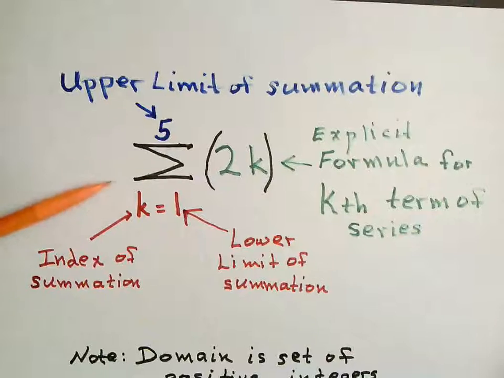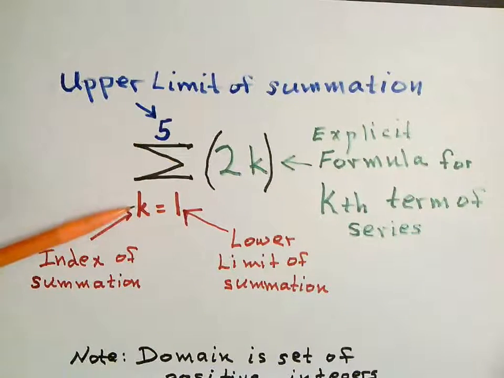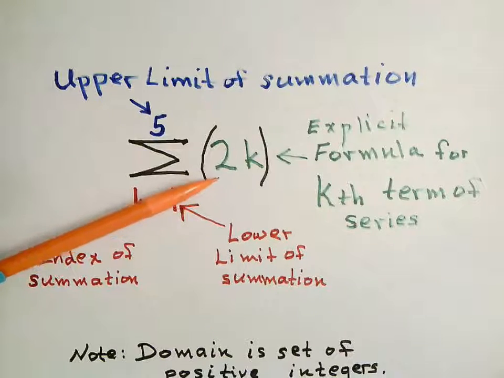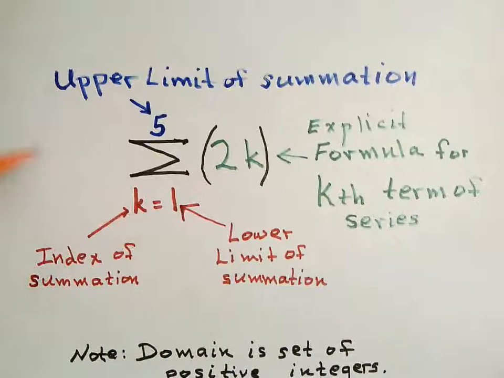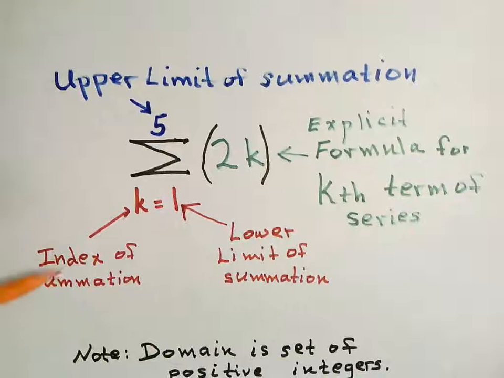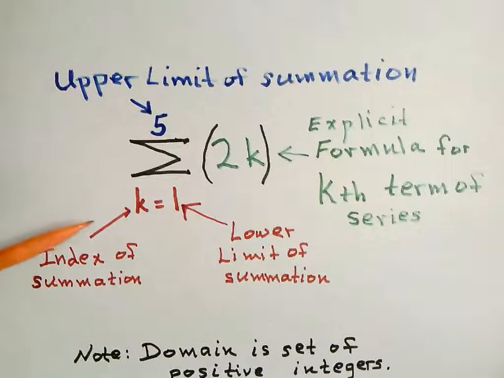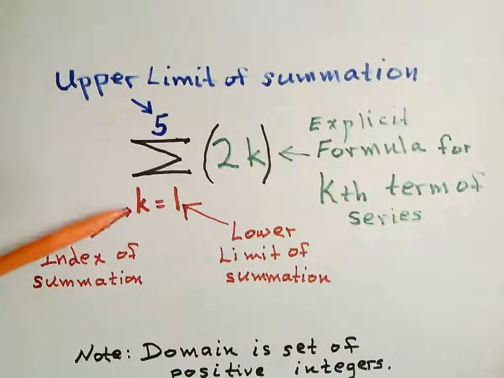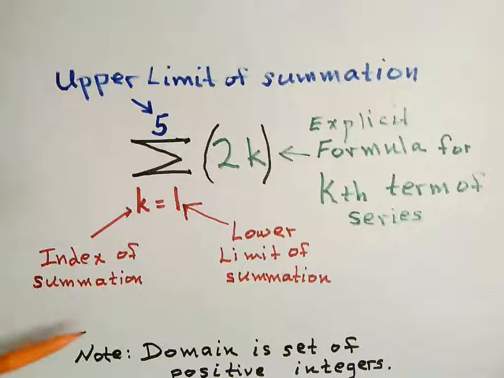Here we have the sum of the first five terms of a series. You see the nth term is 2k. So the k is called the index of summation. You can use any variable you like for this index of summation. Our book is using k. Some other books might use i, but you can use any letter to represent the index of summation.